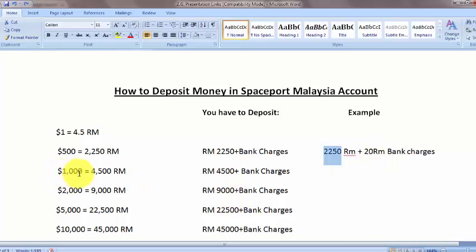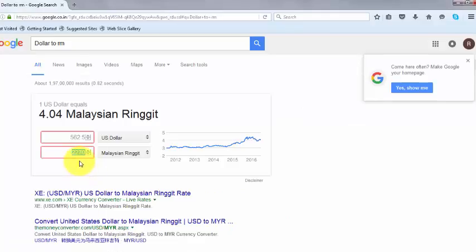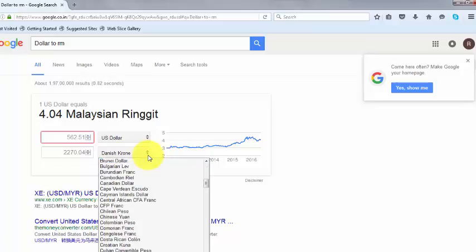If you are buying the $1,000 package, that should be 4,500 RM plus it may be 40 RM for the bank transaction charges. So you have to add that amount. Now after doing that, 2,250 RM plus 20 RM, you have calculated 2,270 RM into dollars. Now after doing that, go to your currency, like if you are doing it in dinar, go to dinar or riyal or whatever.